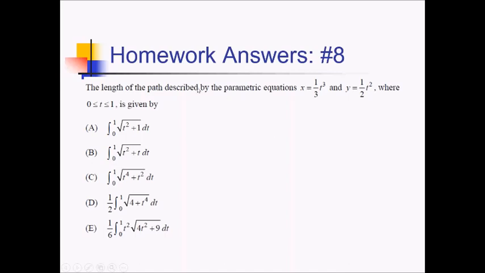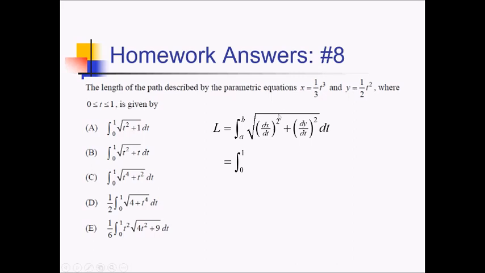For this one, I'm trying to find the length of the path described by this set of parametric equations from time 0 to 1. Since I'm going parametric here, I'll use the formula integral from a to b of the square root of dx over dt squared plus dy over dt squared. So I have the integral in this case from 0 to 1. And now inside my square root, the derivative of x, that's going to be, using our power rule, the 3 and the 1/3 cancel, so you just have t squared.